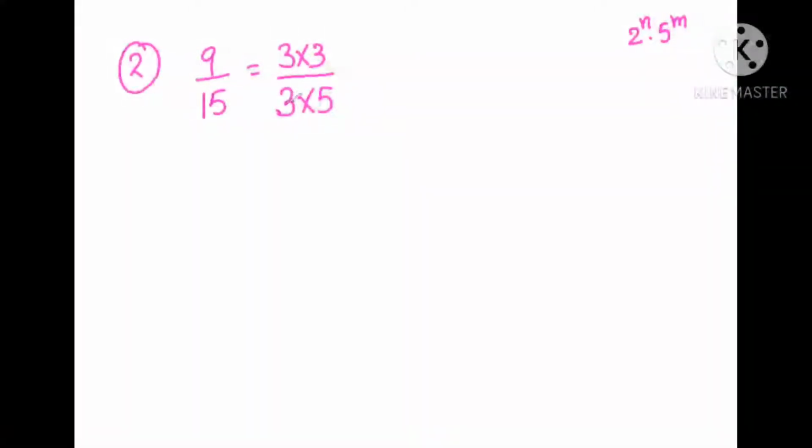Some students may get confused that if 3 is here, it is a non-terminating decimal. But immediately after seeing this denominator, you should not come to a conclusion. Observe the numerator also. There is a 3 in the numerator, so 3 is a common factor of numerator and denominator, so you can cancel it. Here you get 3 by 5.